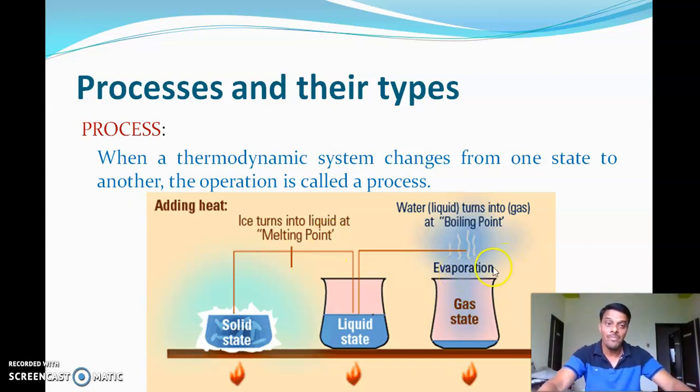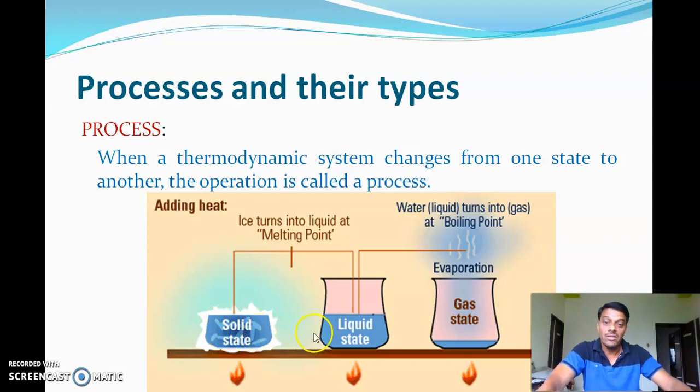Now here is the big deal. What is meant by state of the system? We first need to understand what is meant by state of the system. To understand the term process, let us see the states of matter. As we know, matter exists in three states: solid state, liquid state, and gas state. Conversion of a solid substance to a liquid substance, that process we call melting, and conversion of liquid to gas is called boiling or vaporization.